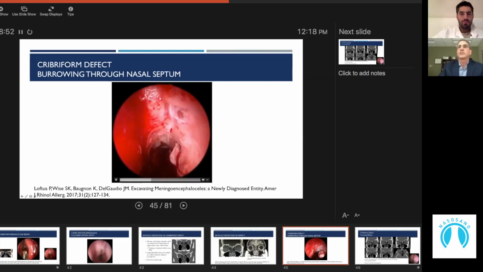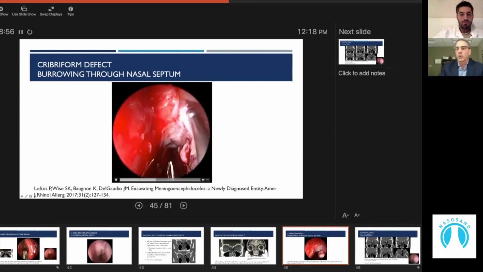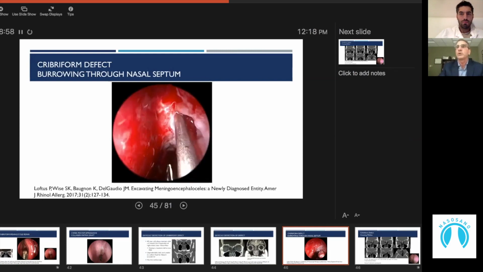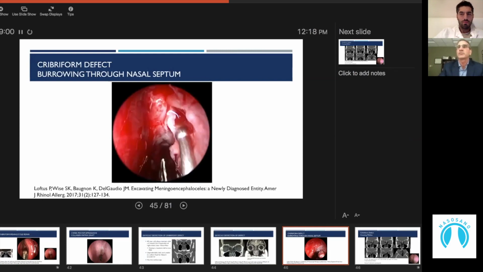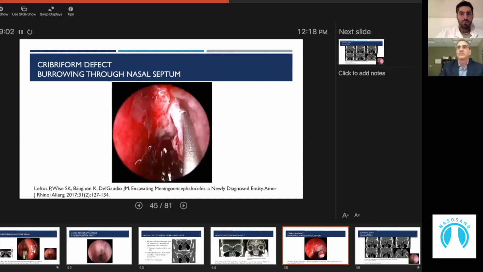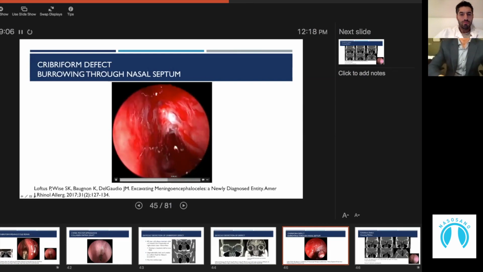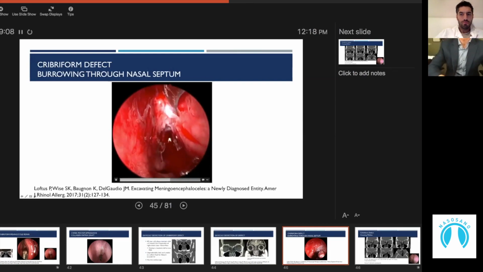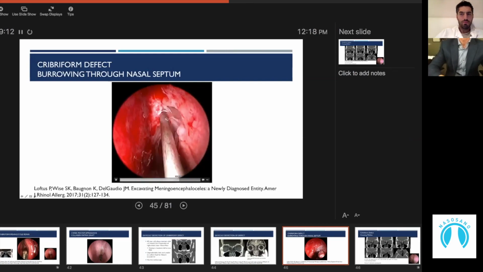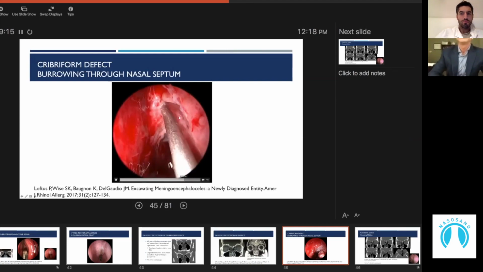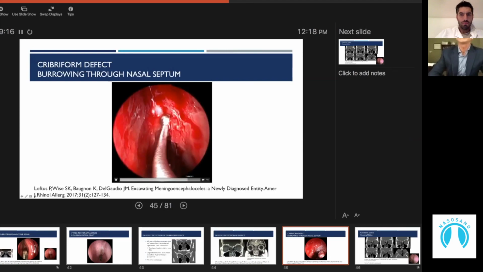And now you see a meningocele. We're on the cribriform plate. We made this worse. We made it leak, but we need to in order to get all this meningocele off the septum. We're going to fast forward a little bit. Now we've got the defect. We're going to take this meningocele out, follow it all the way up to attachment.